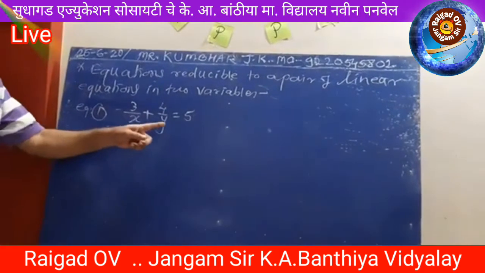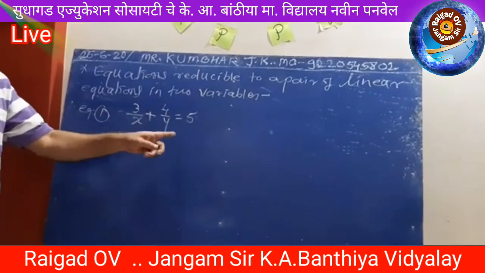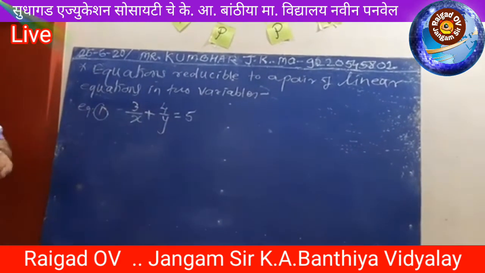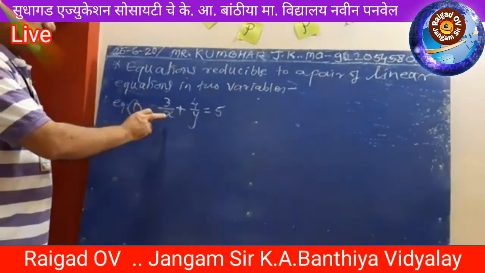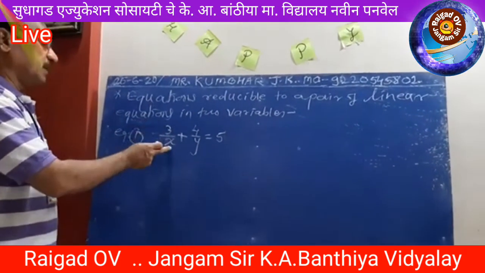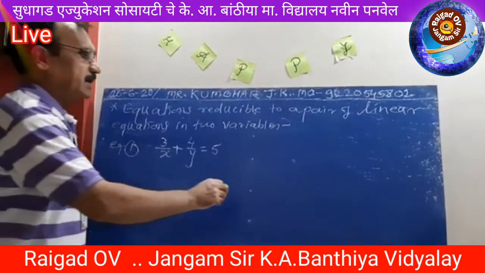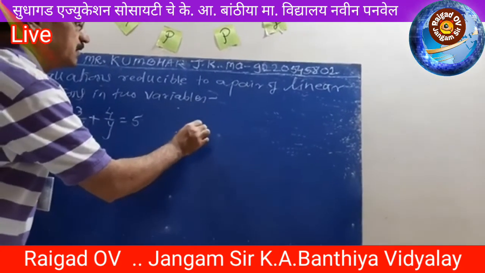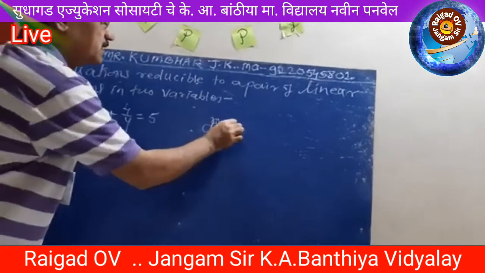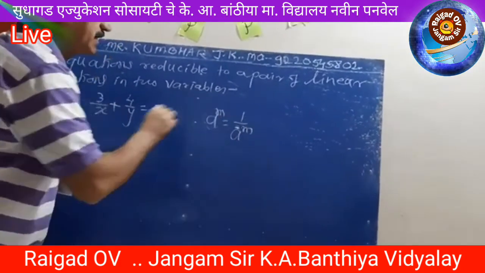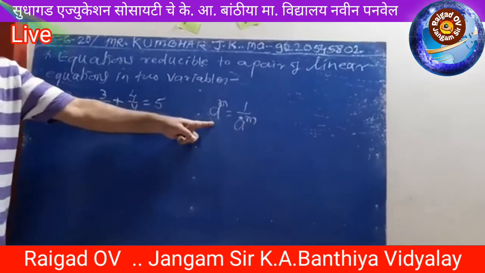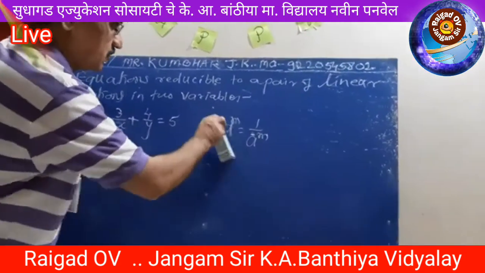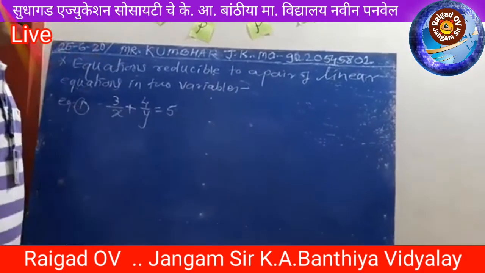This equation is not a linear equation in two variables, though there are two variables, because we know the index of both variables should be plus 1. Here x and y are in the denominator. If we take x to the numerator, you know the rule of indices, a raised to m is equal to 1 upon a raised to minus m. According to this rule, if x goes to the numerator, it becomes x raised to minus 1. That means the given equation is not a linear equation in two variables.